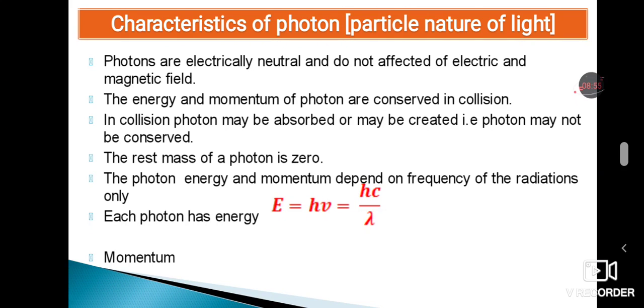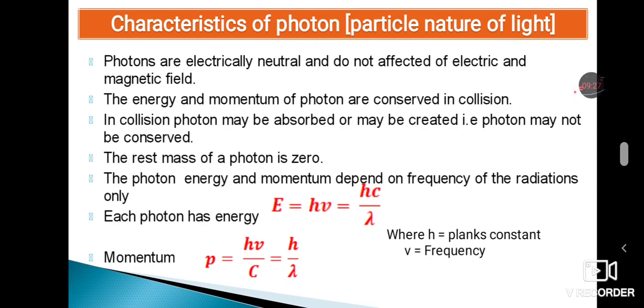Now we can write the momentum also. Momentum p is equal to mass into velocity. That mass is h nu divided by c, as we have already calculated: h nu is our photon energy, that is nothing but the mass times c, and c is the velocity of light. So h nu by c, therefore we get p is equal to h by lambda. This is the momentum, where h is the Planck's constant, nu is the frequency, lambda is the wavelength and c is the speed of light.